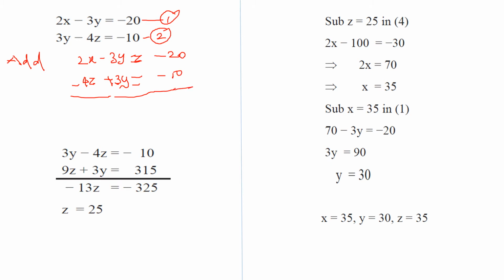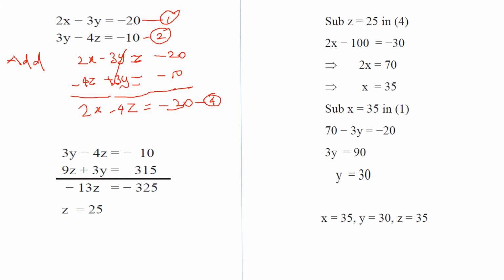So 2x I cancel. Minus 3y plus 3y, we will get 0. Minus 4z equal to minus 20 plus minus 10 means add the number, 30. Put the same sign, minus 30. So minus 4z... this is the fourth equation.